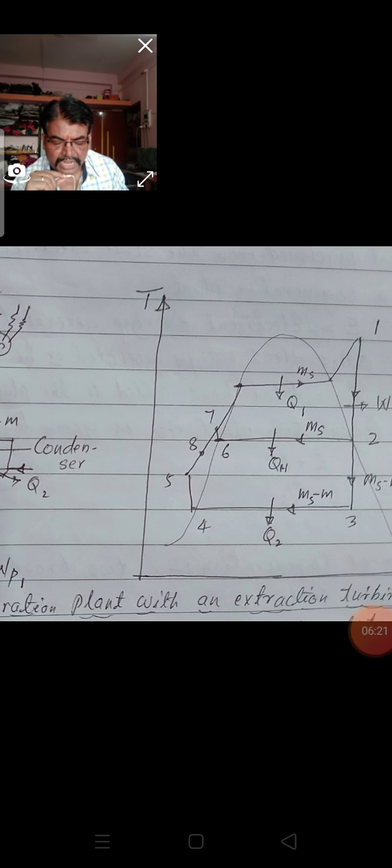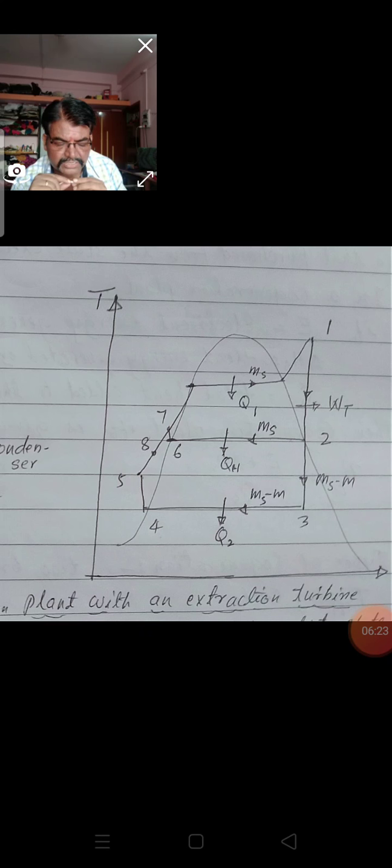Now the T-S diagram, where T is the temperature and S is the entropy. It shows the saturation curve. The top of the dome is the critical point, the left side of the dome is the saturated liquid region, and the right side of the diagram is the vapor region.